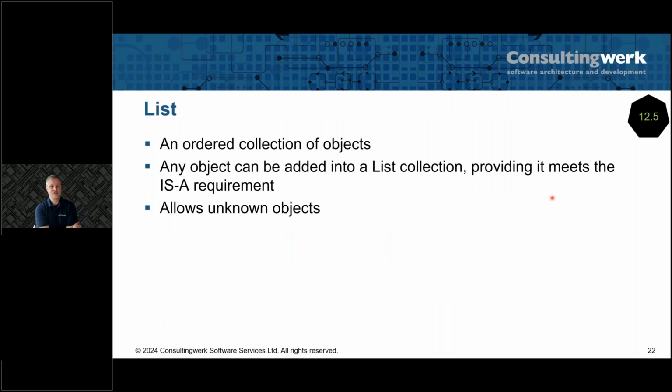So onto lists specifically, as I mentioned, they were added in 12.5, and the definition of a list is an ordered collection of objects. You'll often see references to ArrayList as an implementation of a list, kind of the same thing. If you add them, it'll add in the first position, second position, third, and so on, until you stop. There are no special requirements for objects to be added to a list, as long as it meets the is-a requirement. So is the object you're adding in a type of whatever the collection was defined as? And as I said, we can add unknown objects in there as well.